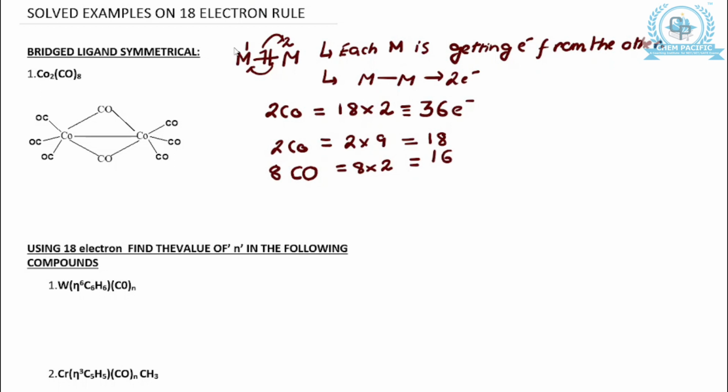And you are having one metal-metal bond, and as already informed, one metal-metal bond consists of 2 electrons. So you are having 2 electrons. Add all of them, so this is equal to 36. So obviously this is stable.